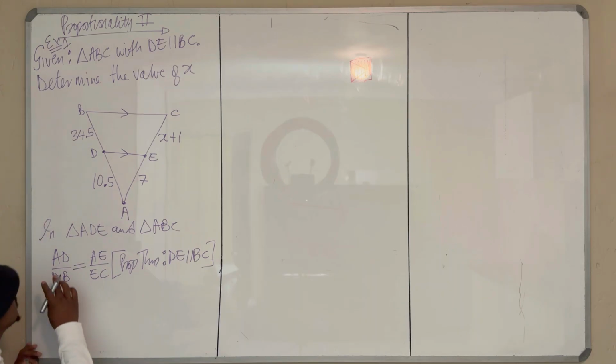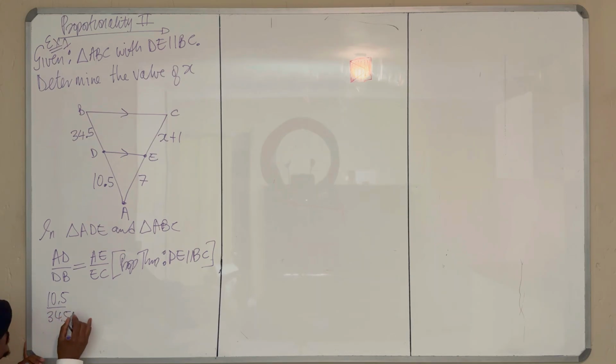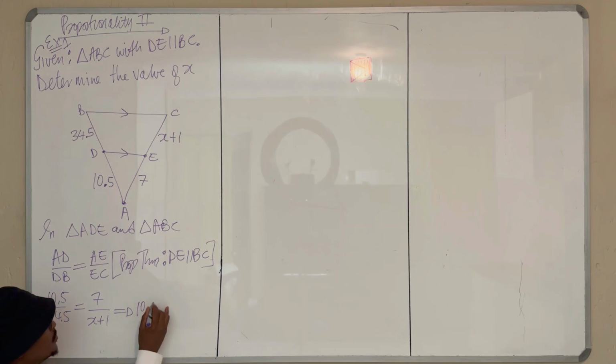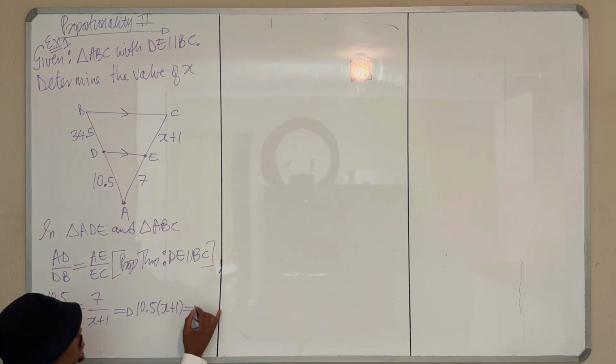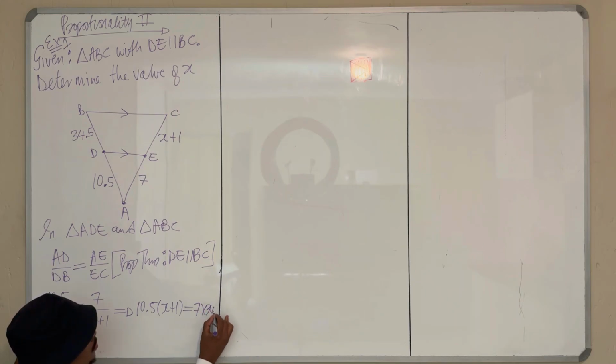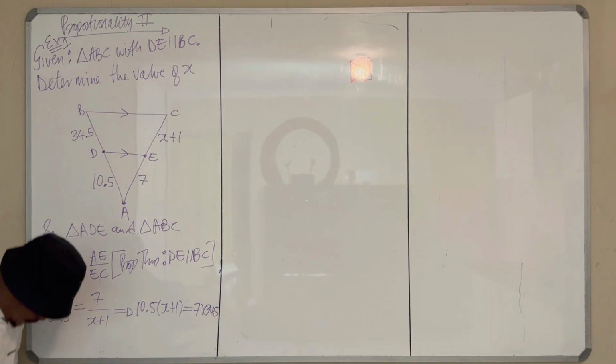So in that case, what is your AD? Your AD is 10.5 over 34.5, which is equal to your AE over AC. What is your AE? It's 7 over x plus 1. And then you solve for x. Then you cross multiply. This time it will be 10.5 times x plus 1 is equal to 7 times 34.5. Are you following? Yes.